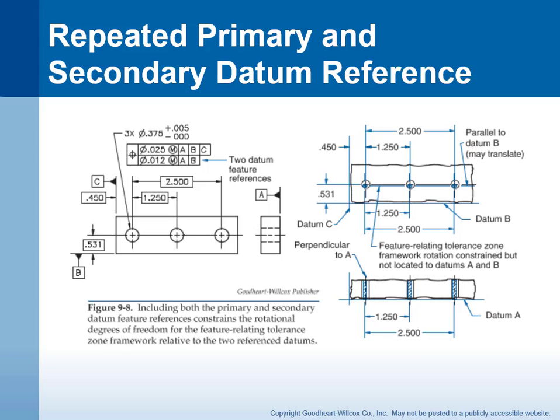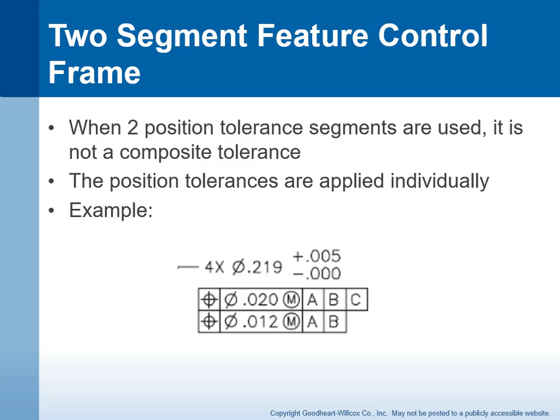So now let's talk about what happens when you have two segment feature control frames. Okay, so in this particular case, what we have is two feature control frames here. Instead of one composite, we have two feature control frames. So when two position tolerance segments are used, it is not a composite tolerance. The position tolerances are actually applied individually. Here is an example. Okay, so what this means is that this set of four holes has to meet the first set of tolerances, and it has to meet the second tolerances individually.